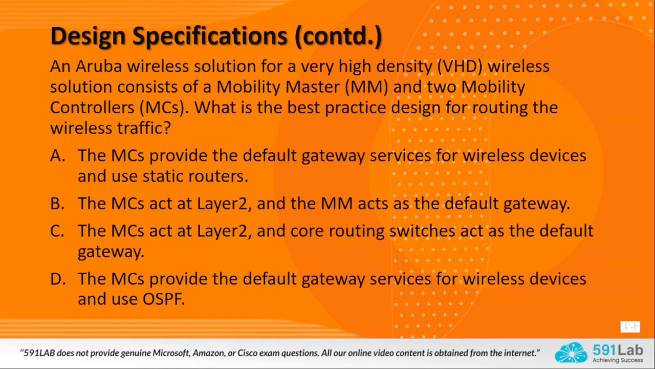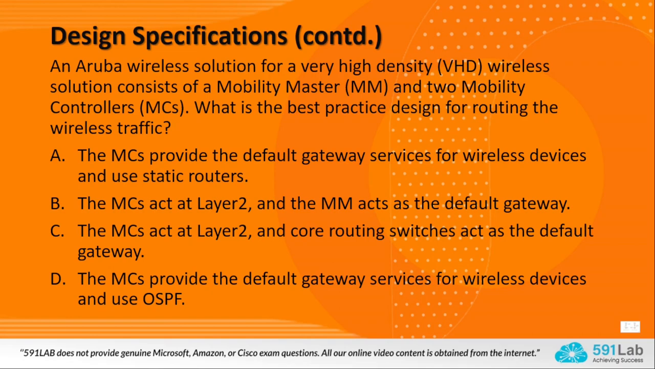Option A, the mobility controllers provide the default gateway services for wireless devices and use static routes. This is not correct because the mobility controller would not be a better place to provide default gateway service, as we discussed now. Option B, the mobility controllers act at layer 2 and the mobility master acts as the default gateway. The mobility master is not involved in traffic routing. The mobility master performs centralized coordination of mobility controllers. So Option B is wrong.